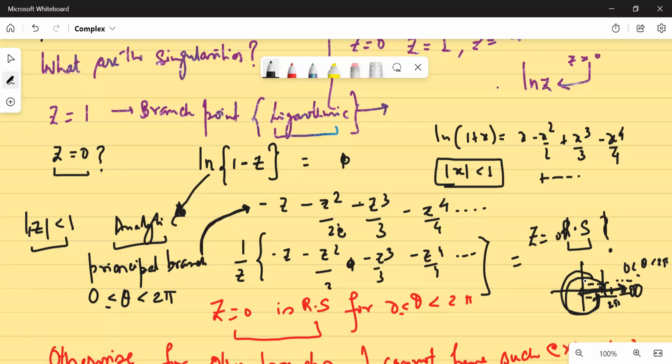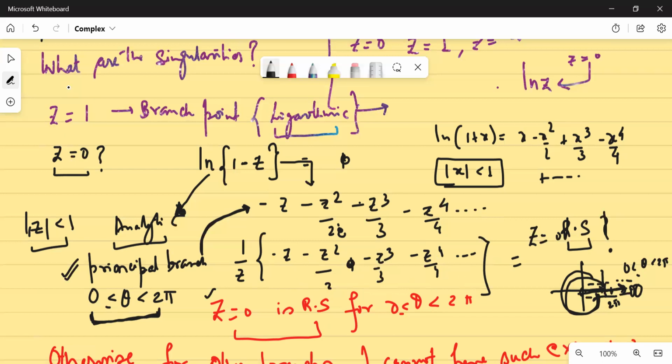So the answer to this is, if I have restricted this kind of θ, then basically I'm in the principal branch. When I'm in the principal branch, I can write ln(1 minus z) in the form of a power series. This is a power series, and I found that z equal to 0 is a removable singularity for this. Clearly, you can see that z equal to 0 is a removable singularity, because there is no 1 upon z term. So there is no principal part term as such.